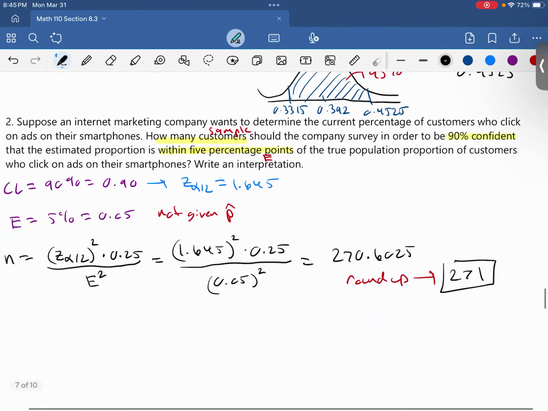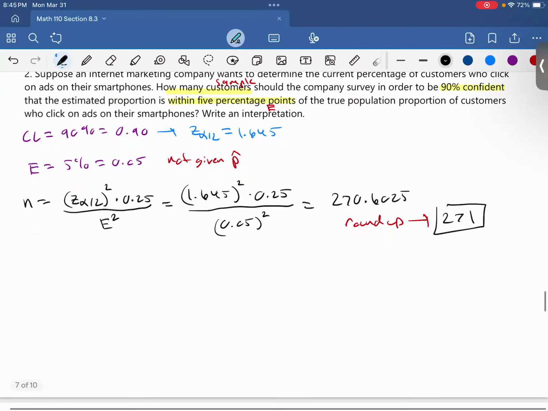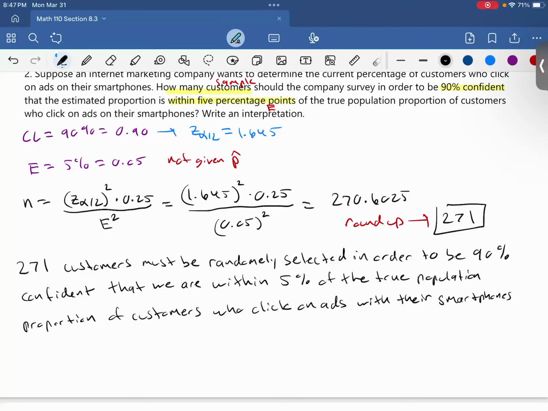Let's go ahead and write out an interpretation for this. I'm going to pause the video and you try to write an interpretation and see if we get the same thing. Okay, welcome back. This is the statement you should have come close to: 271 customers must be randomly selected in order to be 90% confident that we are within 5% of the true population proportion of customers who click on ads with their smartphones. Some type of interpretation like that.